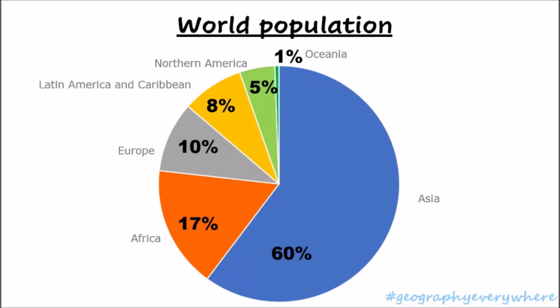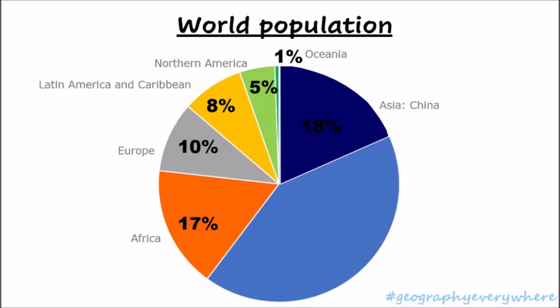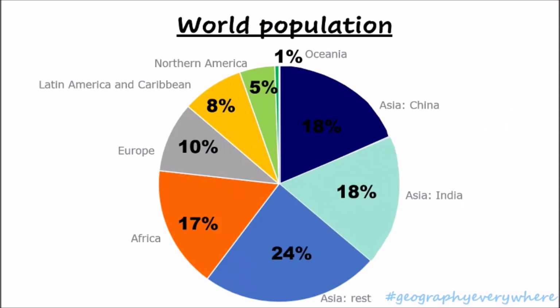Two of the largest populations in the world are India and China. Let's look at them on this map. So India and China both form part of Asia. Let's look at China first. 18% of all the people in the world live in China. Another 18% live in India. 24% live in the rest of Asia.